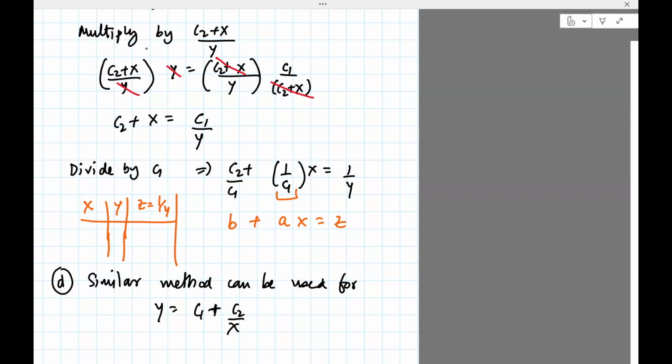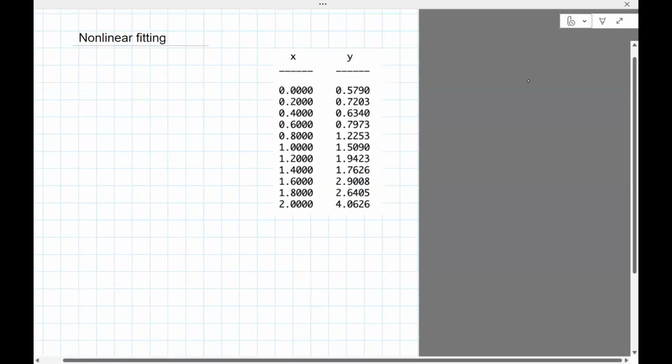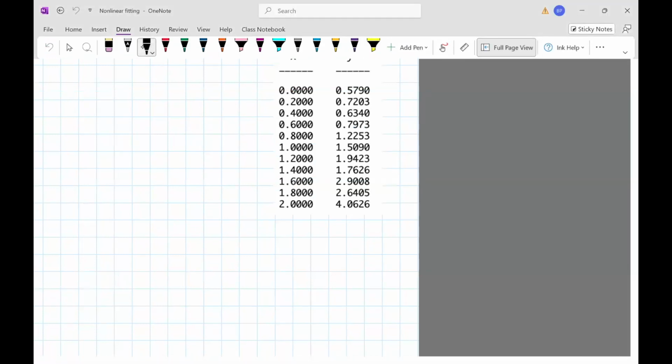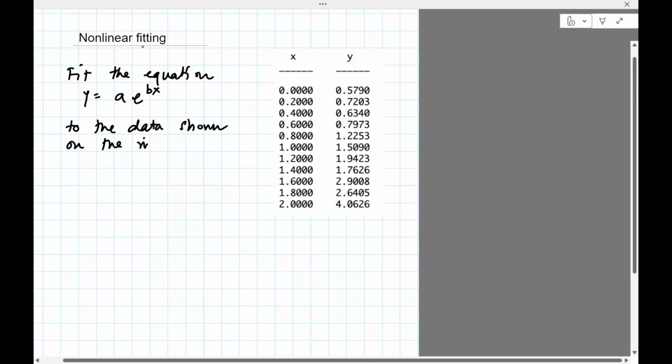So let's do a problem. So here is some data, and the problem is: fit the equation y equals a times e raised to bx to the data shown on the right.